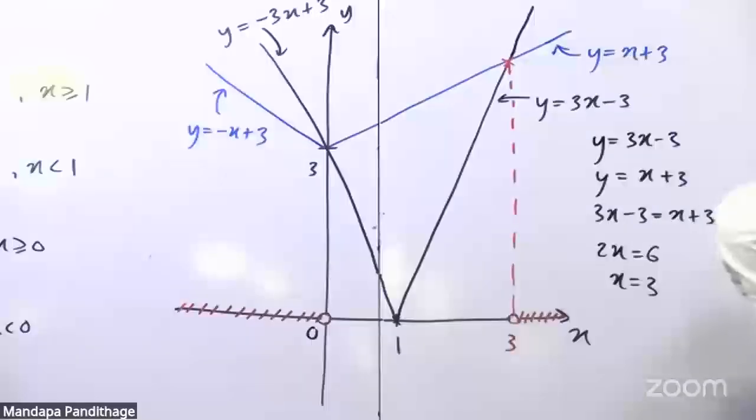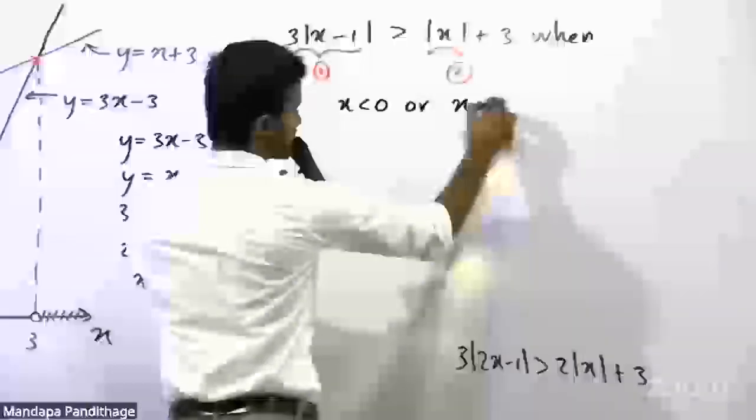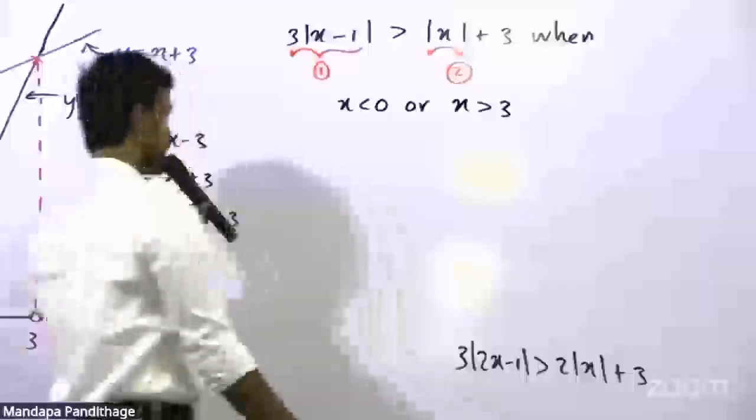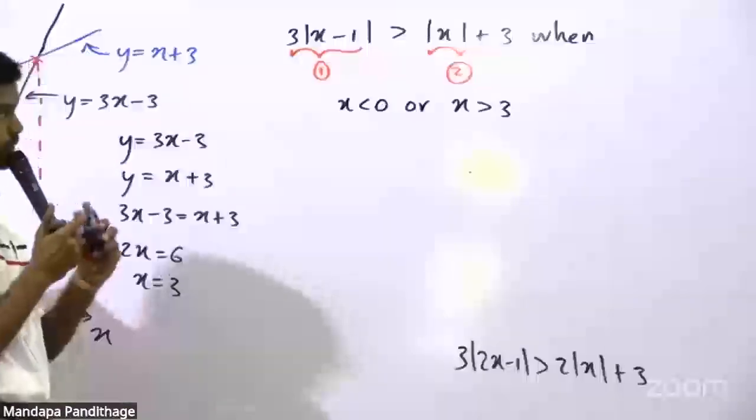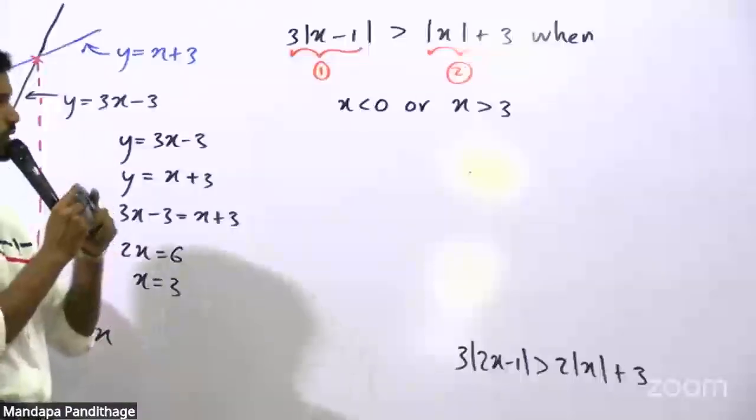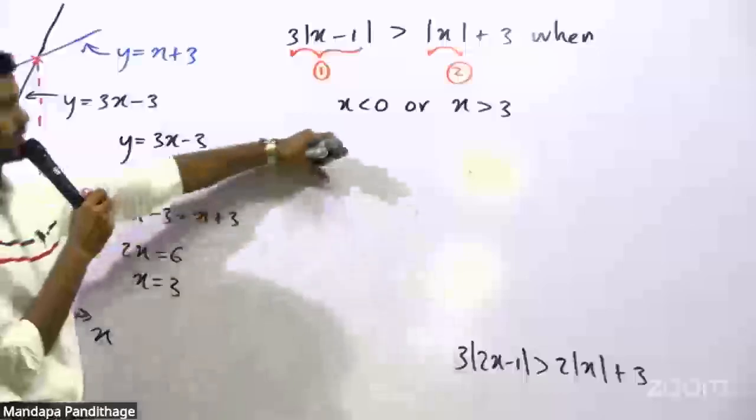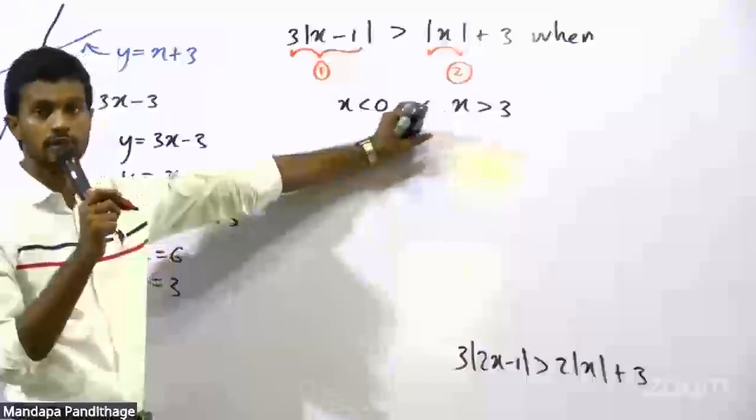Okay, this is when x is less than 0 or x is greater than 3. So you get this answer when x is less than 0 or x is greater than 3. Got it. Okay, hands up if this is clear up to this part. Hands up if this is okay.